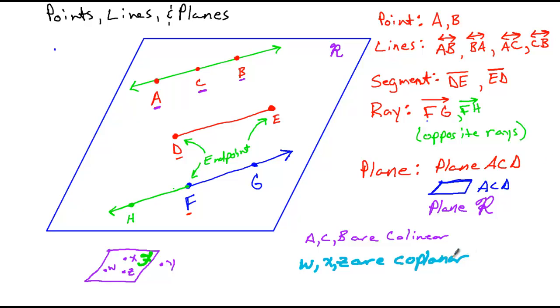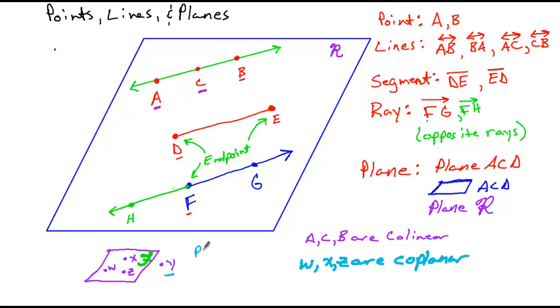Okay? So W, X, and Z are coplanar. Y, right here, is not coplanar. And another big mistake that people make is they put this F in here with these points just because it's a letter that's in the plane. This is not one of the points. Okay, this is plane F.